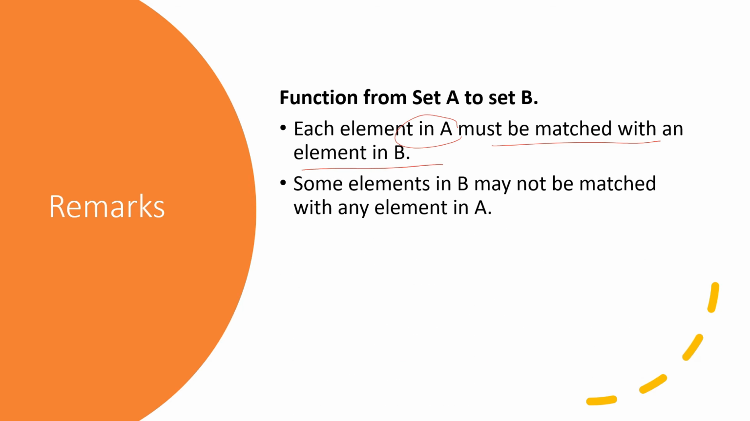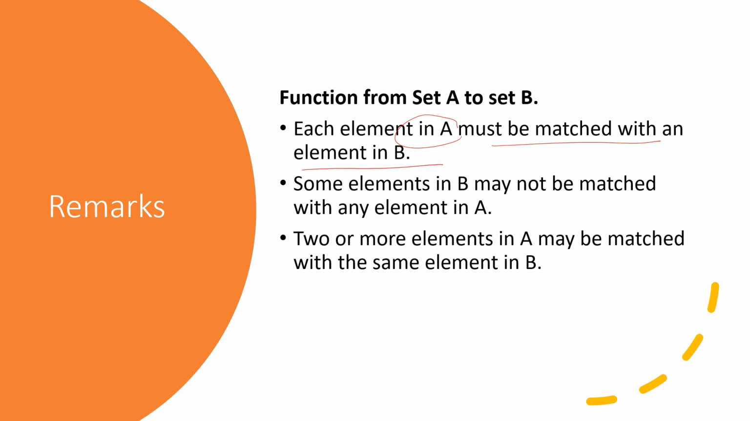Next, some elements in B, you notice in the previous examples, may not be matched with any element in A. Did you recall that there are elements in B with no corresponding elements in A in the domain? Because if we are going to look at the definition, we must always look at the domain.